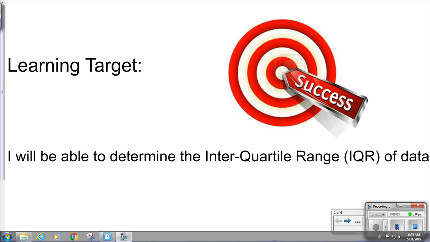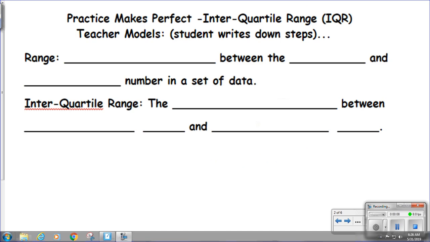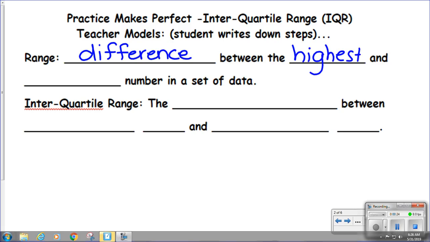We will be able to determine the interquartile range, which we also will call IQR, of data. Range is the difference between the highest and lowest number in a set of data.